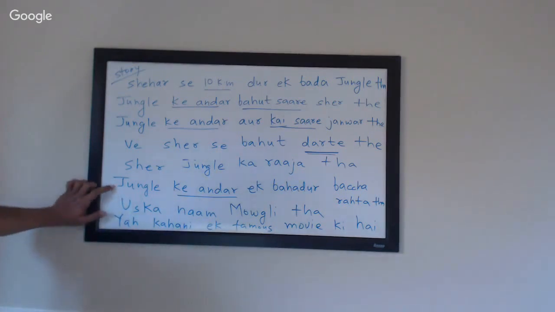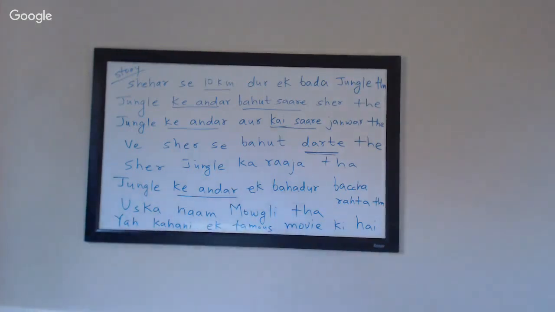Jungle ke andar ek bahadur bacha rahta tha. A boy inside a jungle lived a brave boy. A brave boy lived inside the jungle. Very good. Uska naam Mowgli tha. His name was Mowgli. This story is from a famous movie.